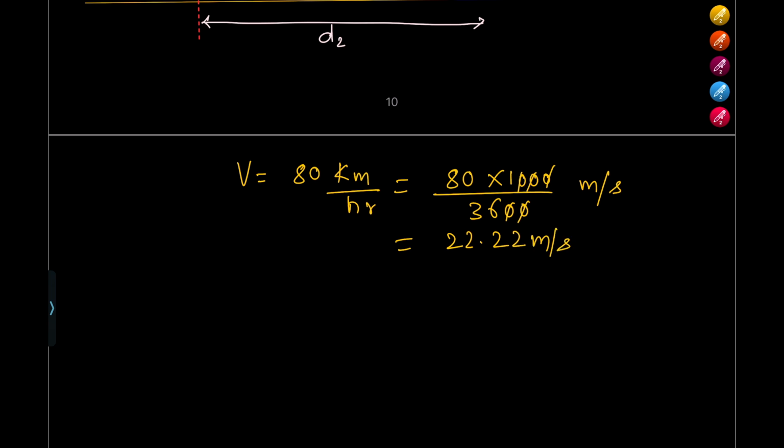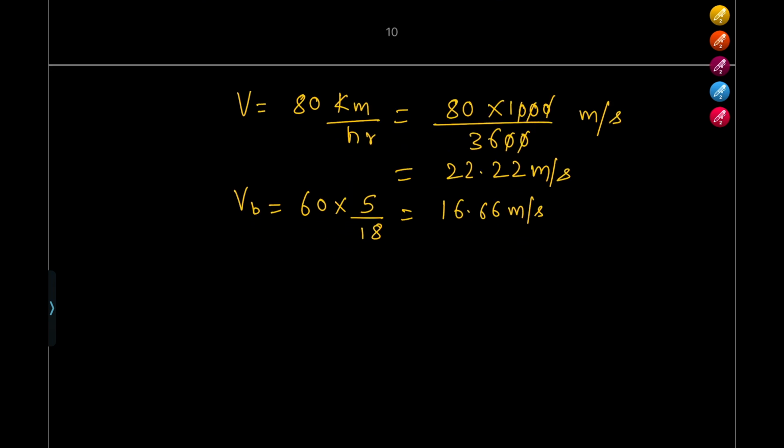Next, we will calculate VB, which is equal to 60, and we'll directly multiply it by 5 upon 18. We'll get the speed in meter per second. It will come out to be 16.66 meter per second. Now we need to calculate the distance D1.